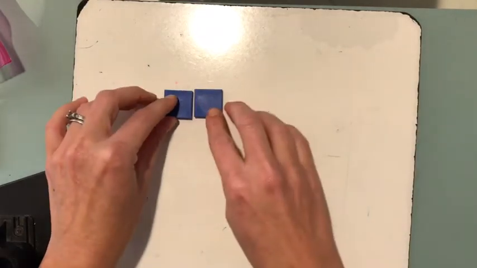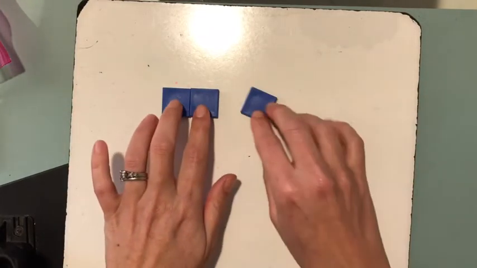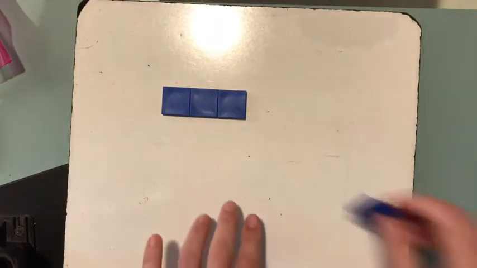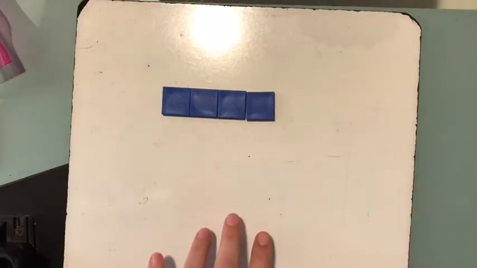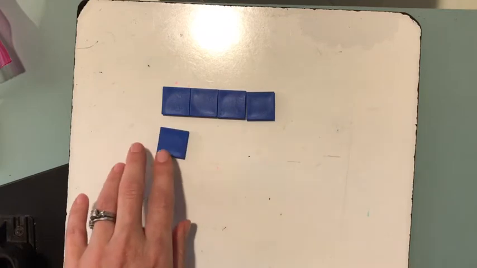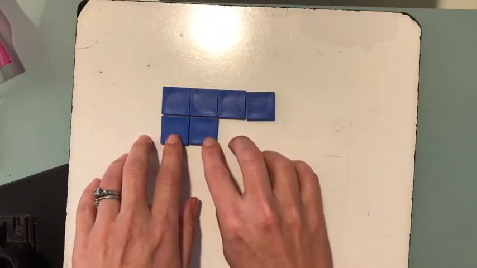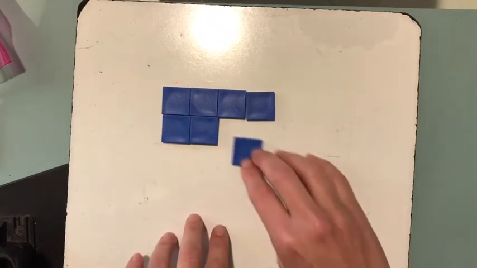Okay, so let's practice this. I'm going to make a rectangle here with my tiles. I'm going to be tiling, and then we are going to find the length and the width. So I will actually write them in, and then we'll use a multiplication equation to help us solve.